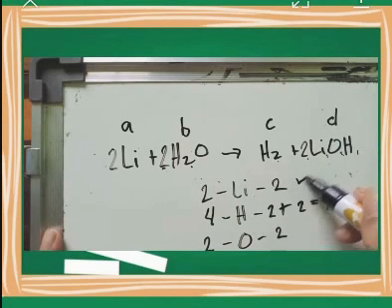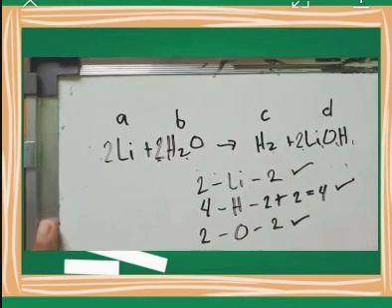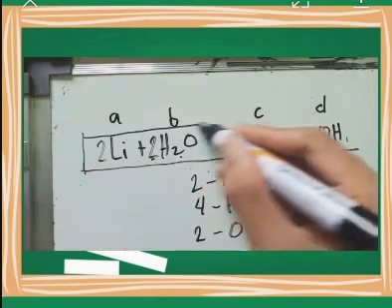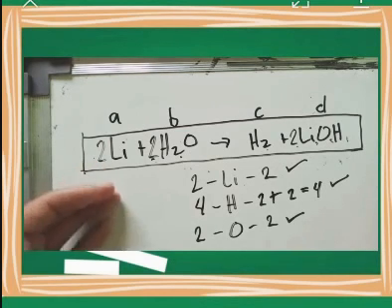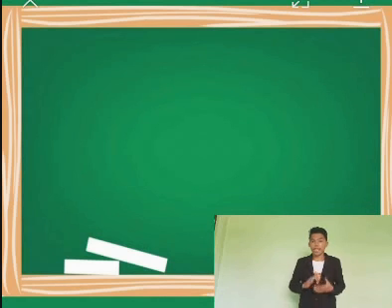So therefore, lithium is balanced, hydrogen is balanced, oxygen is also balanced. So this is now the final equation, the balanced equation. The law of conservation of mass states that mass cannot be created or destroyed, it only transforms into another. So the reactant side transforms into another compound but equal in mass. Any questions?